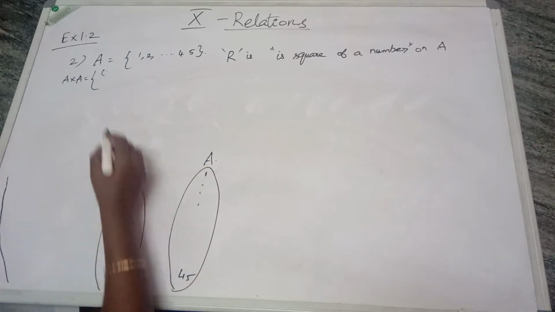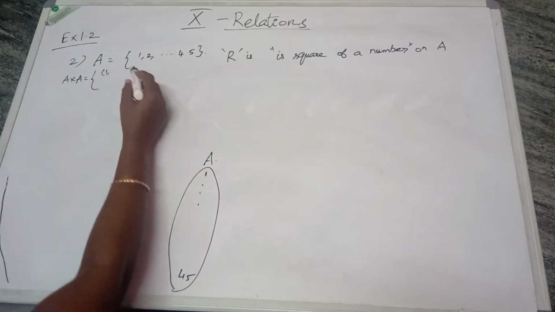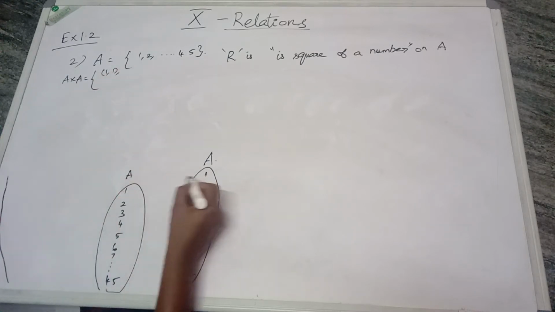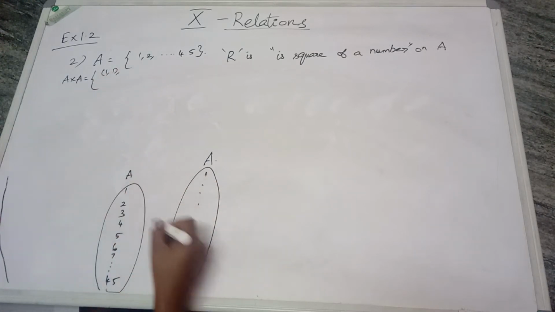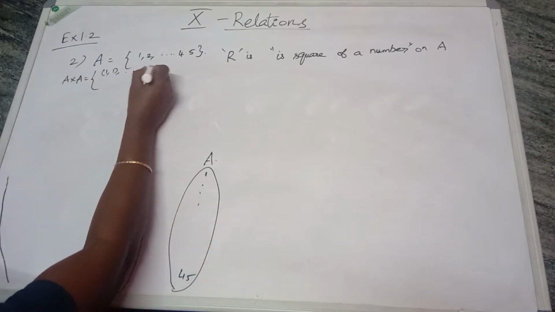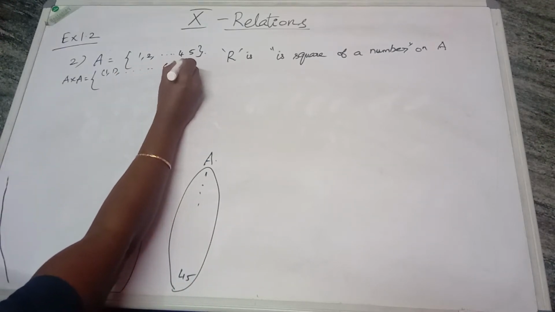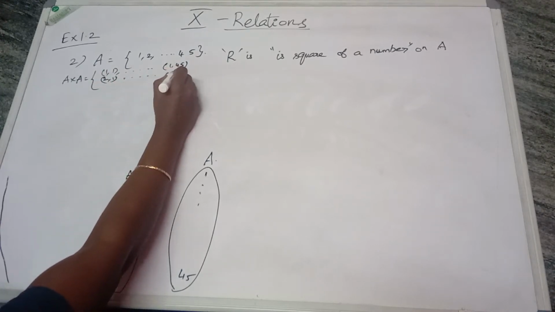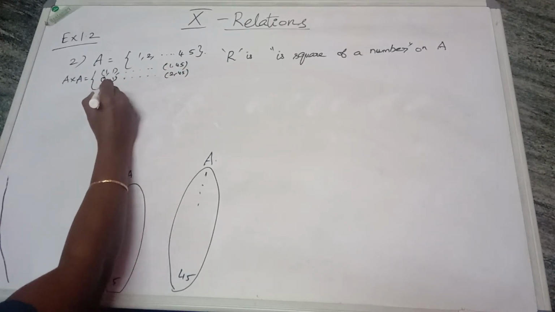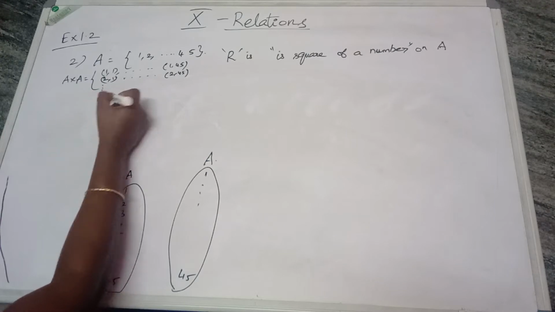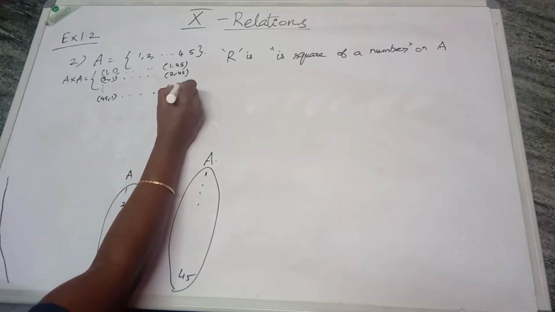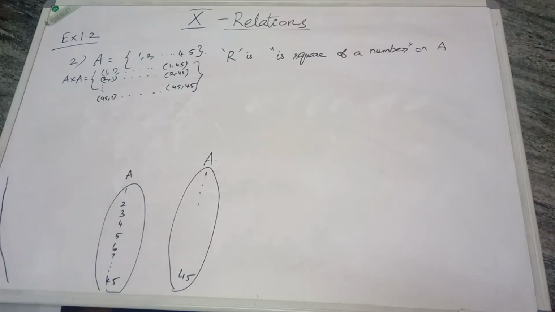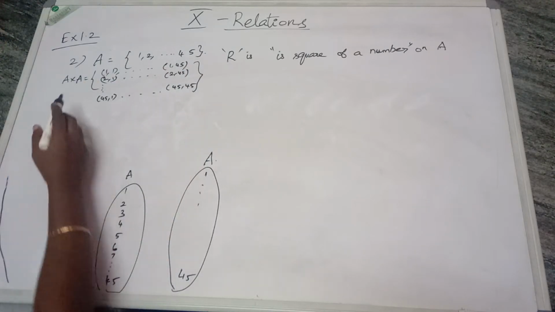Okay, so A cross A means you have to take the first element from the first set. So 1,1; 1,2; 1,3; 1,4 up to 1,45. It will go up to 1,45. And then 2,1, it will go up to 2,45. The same here also: 45,1, it will go up to 45,45. These are the possible ordered pairs, possible elements in A cross A.